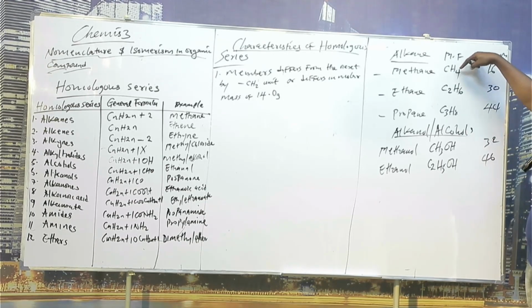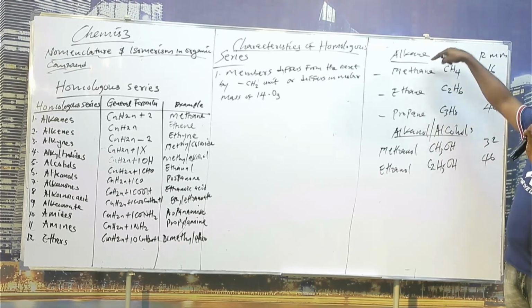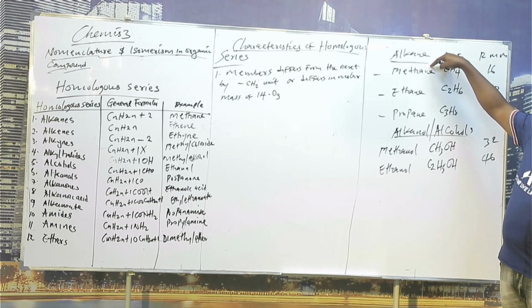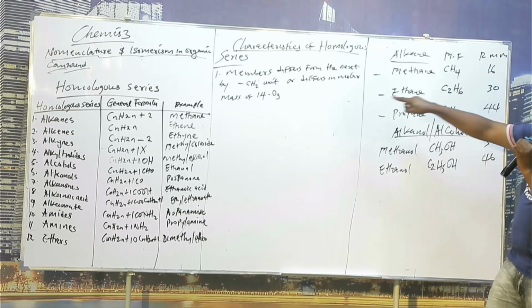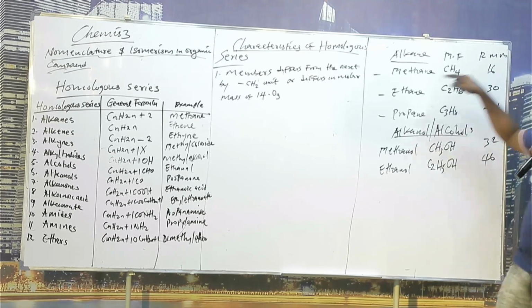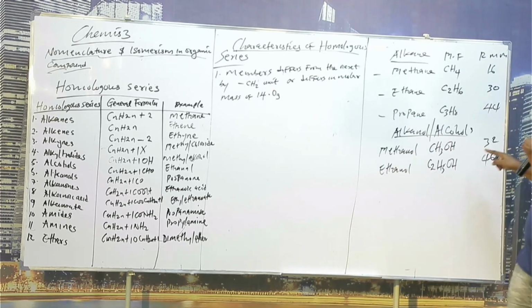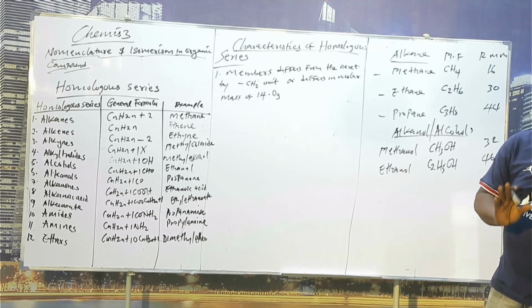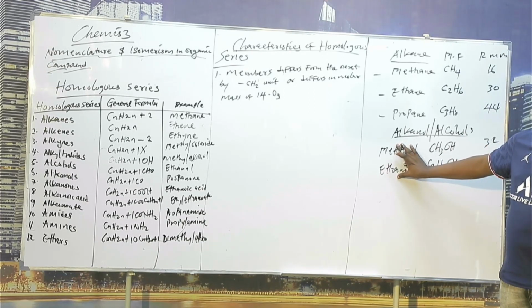Check the difference, what they differ in. Now, from the first one, after methane, the next member of that series is ethane. The difference in their molecular formula must be what? CH2. Or the difference in their molar mass must be what? 14. Same thing is also applicable here. Difference in the molecular formula here is still CH2, and also difference in the relative molecular mass is still what?